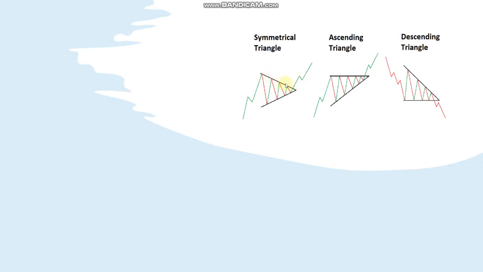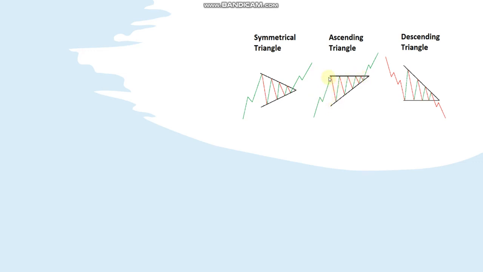Whenever the market forms a symmetrical triangle pattern, it will give you a breakout either in this direction or in this direction. And whichever direction the market gives a breakout, you just need to go along. That's it. Whereas in the ascending triangle pattern, we will see a straight resistance in the market.